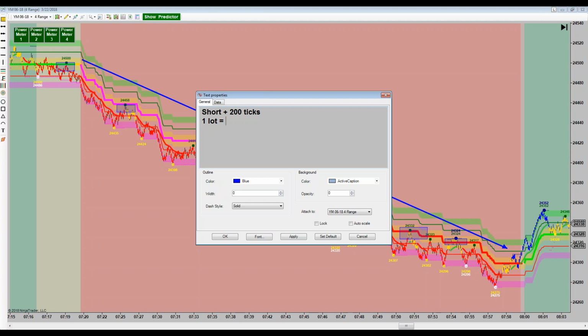What was that trade worth on a one lot? That's right, 1,000 bucks. 2,000 bucks on a 2 lot.